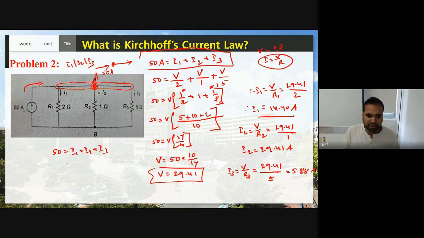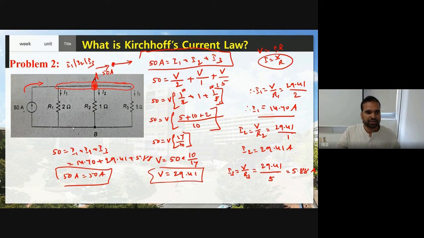Now you already know I1, I2, I3. If you add these three currents, that should be equal to 50 ampere. 29.41 plus 14.70 plus 5.88, therefore you will get 50 ampere equal to 50 ampere. So at node A, 50 ampere is entering and 50 amperes is leaving. So this is the advantage of KCL. You can find unknown parameters from this.